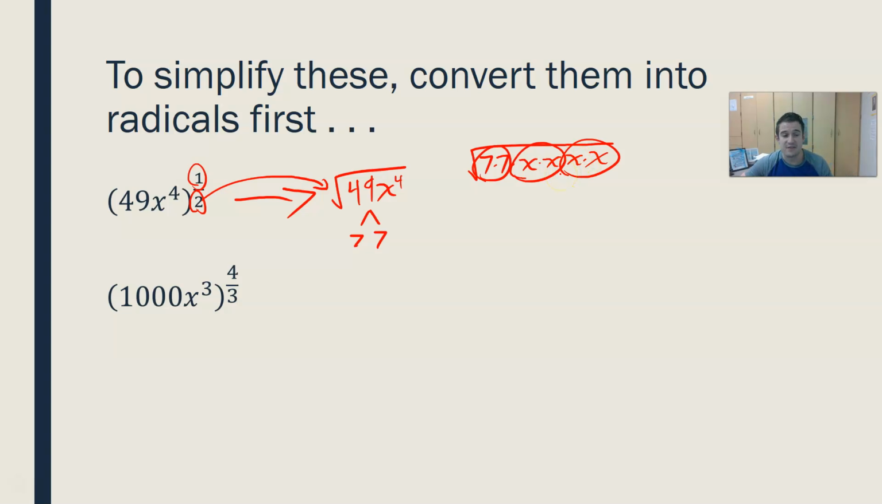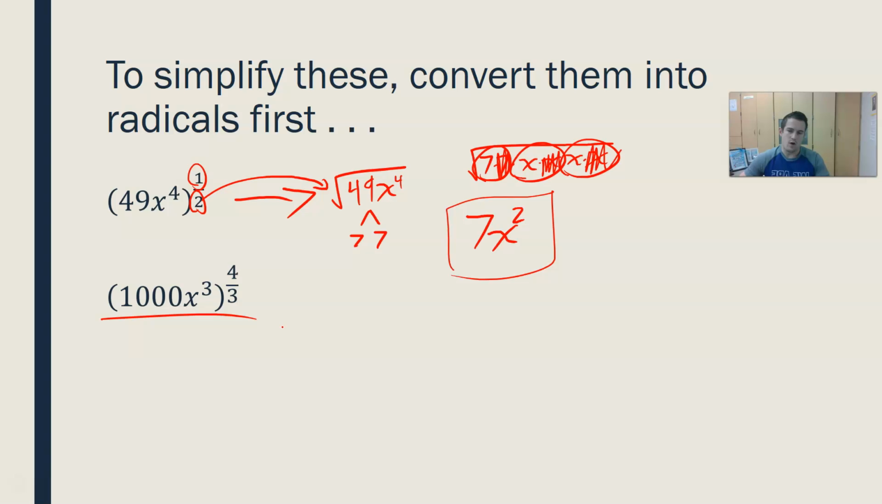Conveniently enough, I have an even number of pairs here. So only one 7 survives, one x survives, one x survives. So my answer is 7x squared. There's nothing left in the prison, so I don't need to write it. So my final answer is 7x squared. And that's it.